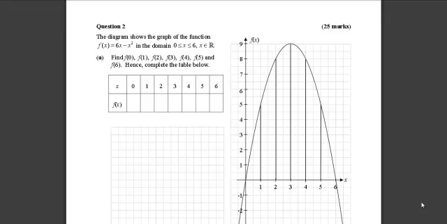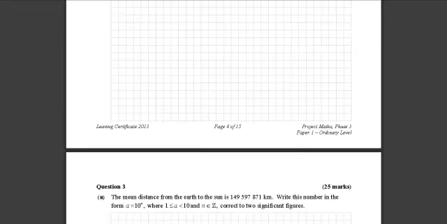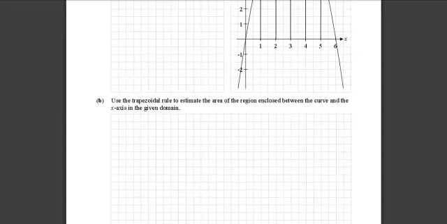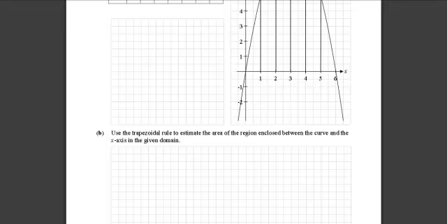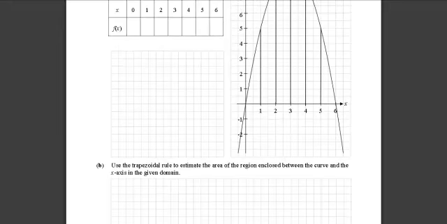Question 2 is just using the trapezoidal rule. It has part A, B, and that's it. So only 2 parts. So B says use the trapezoidal rule to estimate the area of the region enclosed. Okay, so we'll just use the trapezoidal rule.